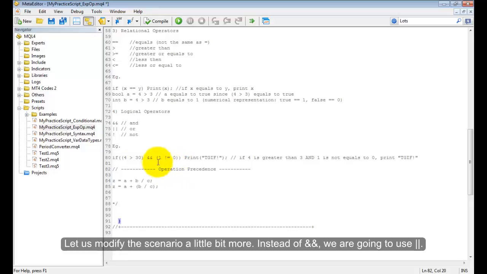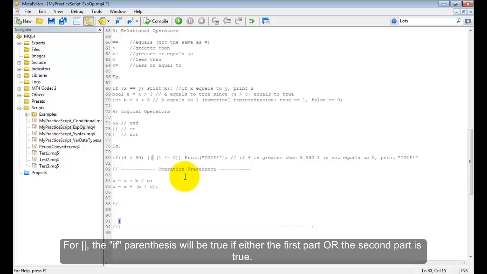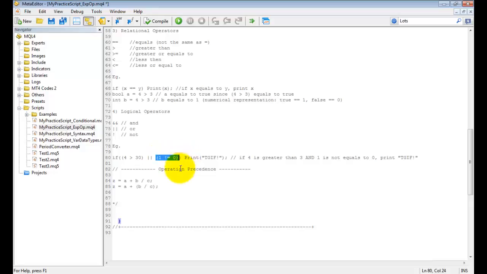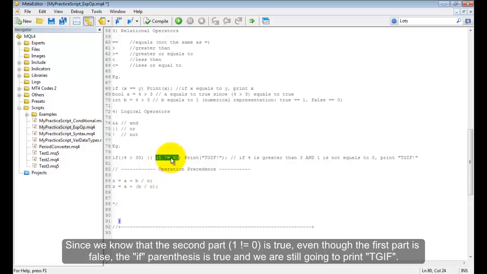Let us modify this scenario a little bit more. Instead of having an AND symbol, I'm going to put in the OR symbol. For the OR symbol, this whole area in the if parenthesis will be true if either the first part is true or the right hand side second part is true. Now we know that the second part is true, therefore even though the first part is false, this whole area is true, hence we are still going to print TGIF.